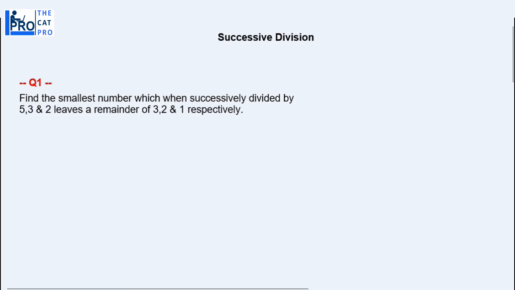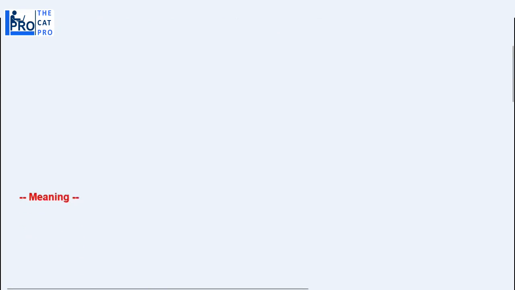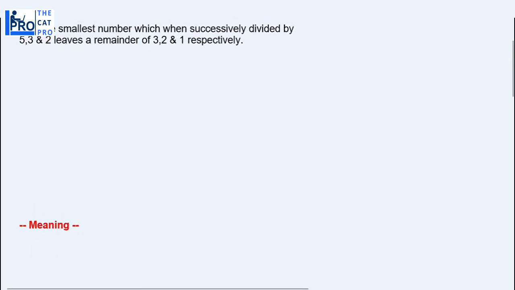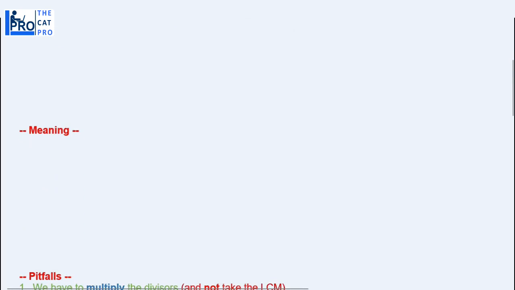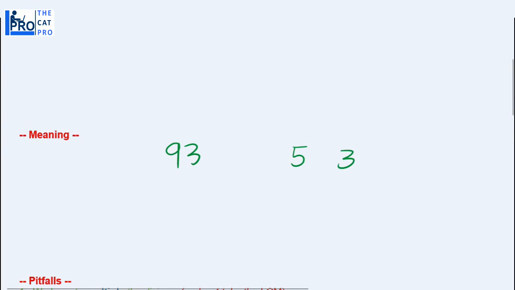Before we learn the method, we are going to see the meaning of successive division very quickly. We can take any question, so let us take the number 93. If I divide 93 successively by 5, 3 and 2, what does it mean? It does not mean that we are dividing 93 by 5 and then 93 by 3 and then 93 by 2. We are dividing the quotient that we get by the next divisor.